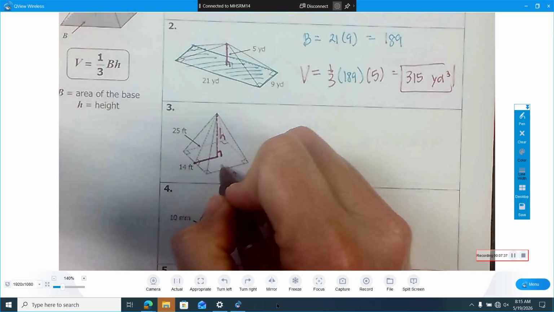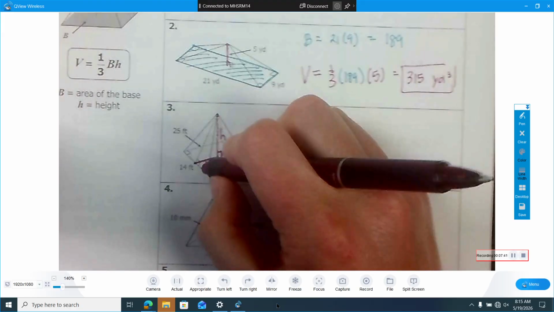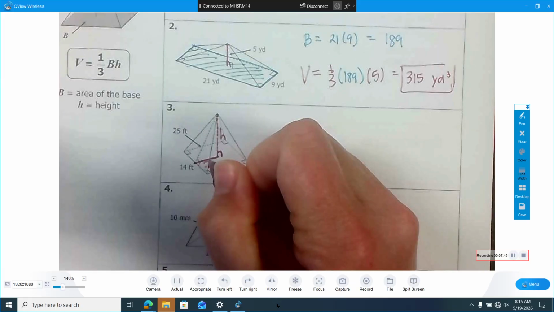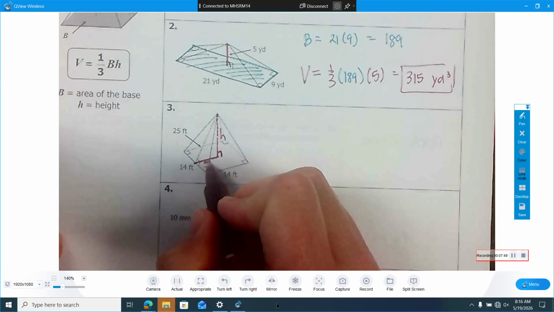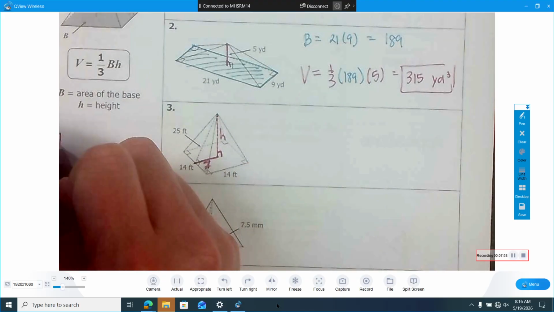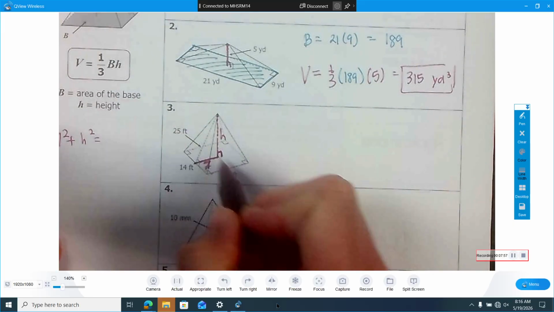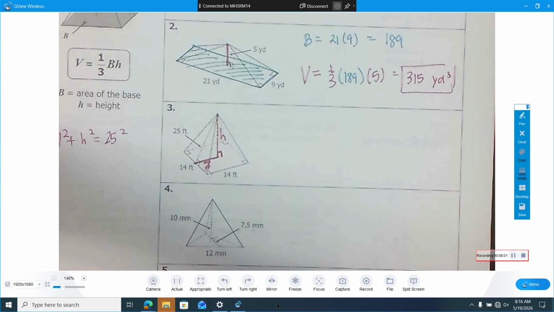Oh, okay. So I'm going to call that X. Oh no, it's not X. What is it? It's not X. It's 7. Yeah, it's 7 because it's half of 14. So we can use that 7 to help us with our Pythagorean theorem here. So leg squared plus the height squared equals our slant height of 25 squared.